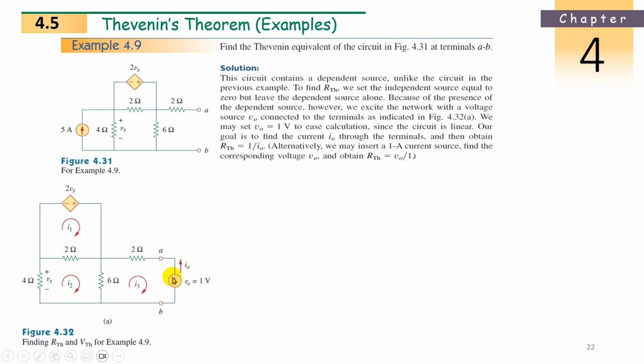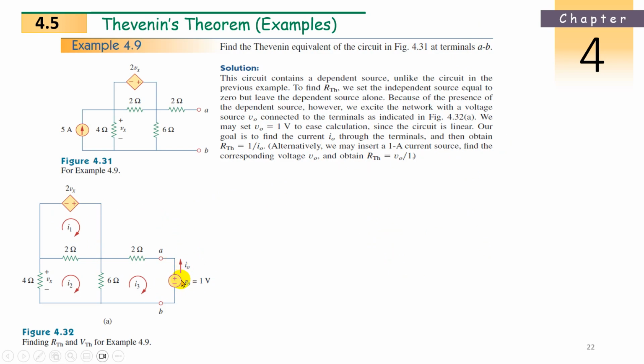Another method is there. Insert the 1 ampere current here. Now find what is the VO here. Then same, R Thevenin is equal to VO divided by I, so R Thevenin is VO divided by 1 ampere directly. So we have two options: either use a voltage source of 1 volt, or a current source of 1 ampere we can apply here.